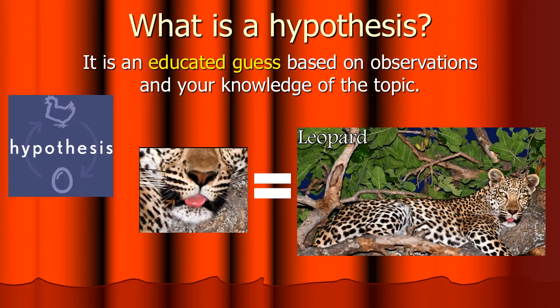So what you were doing there basically was forming a hypothesis. A hypothesis is an educated guess based on observations and your knowledge of the topic. So it includes both some things that you already knew, like leopards have spots, and the observations you made, the things that you could see in that small picture.